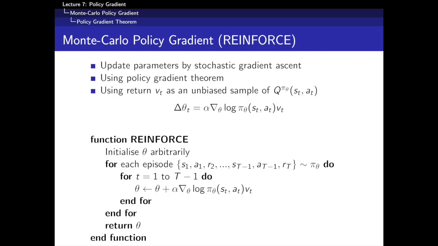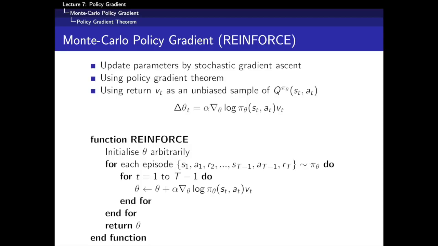We're just going to plug that into our policy gradient to give us an estimate of the direction to move. And so for every single episode, at each step, we're going to adjust our parameters a little bit in the direction of this score multiplied by the return that we actually got from that point onwards. And so what would that look like in an algorithm?